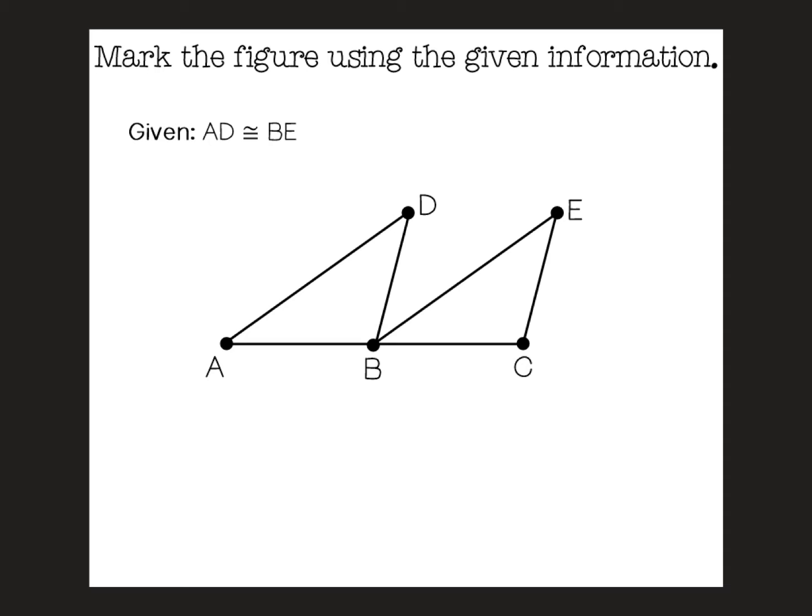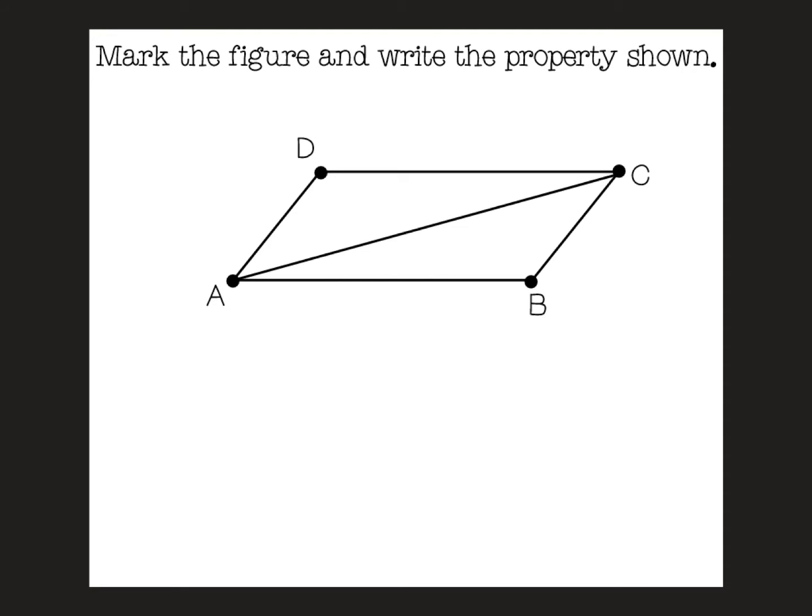For the second example, it says given AD is congruent to BE. So for this one, AD is a side, so we give it a tick mark right in the middle, and then same for BE, and we want those marks to match. This example is a little different. There's no given, so it says mark the figure and write the properties shown.